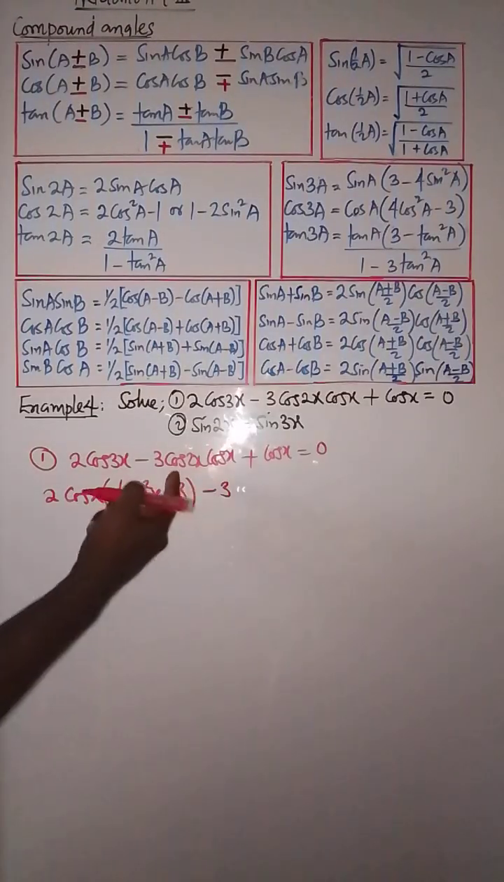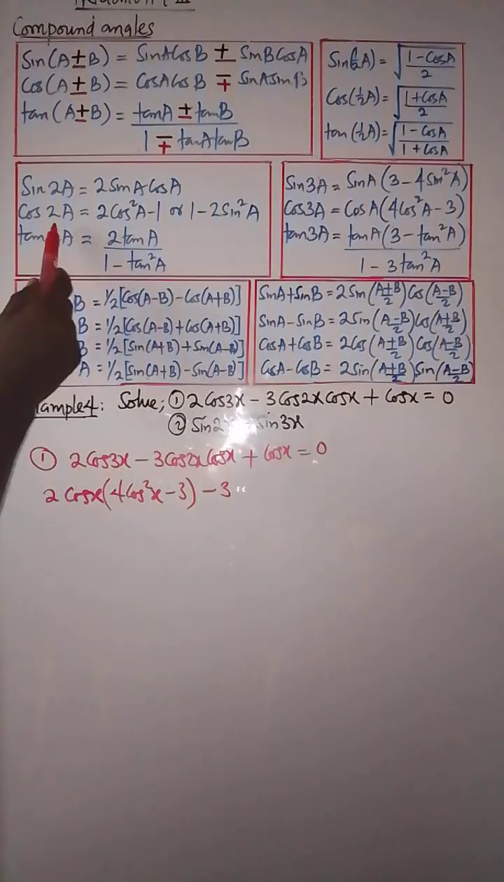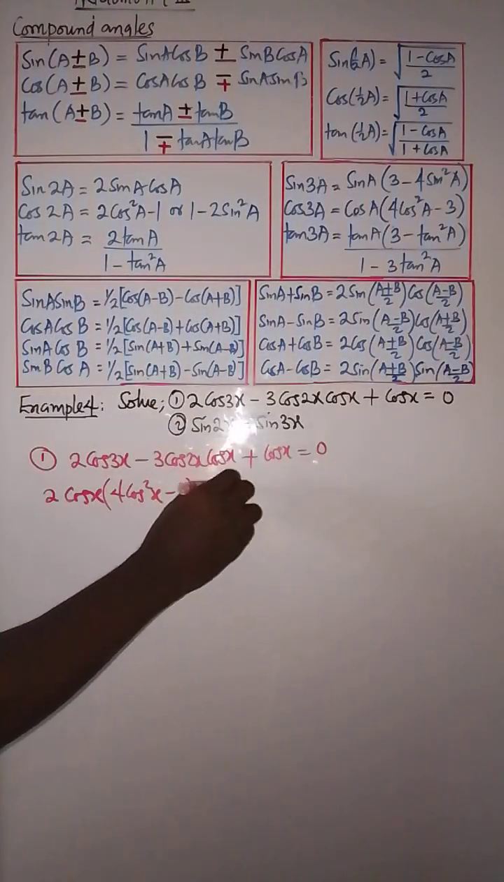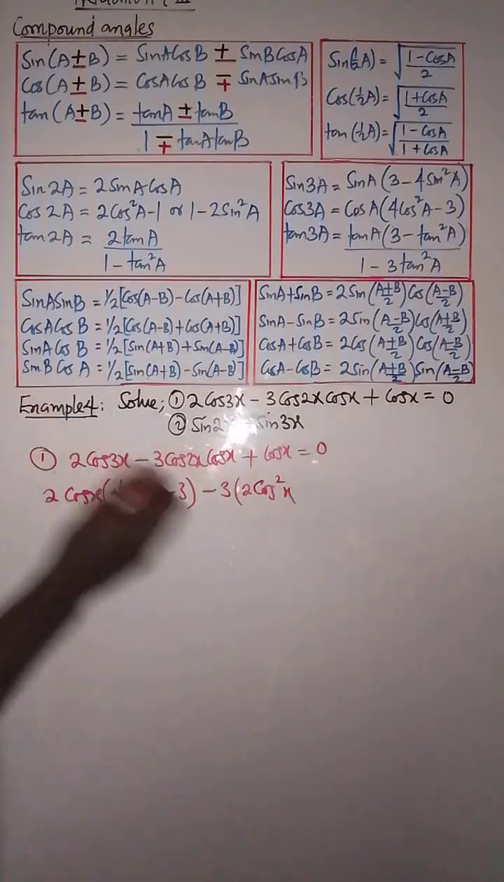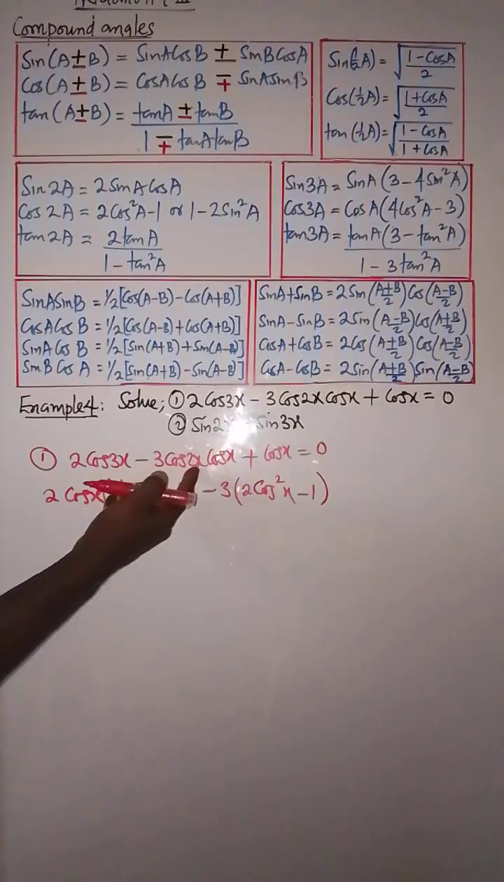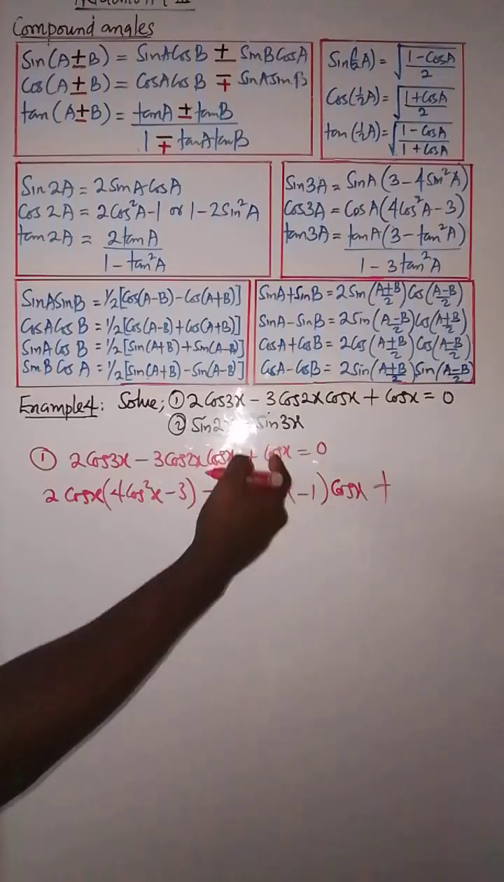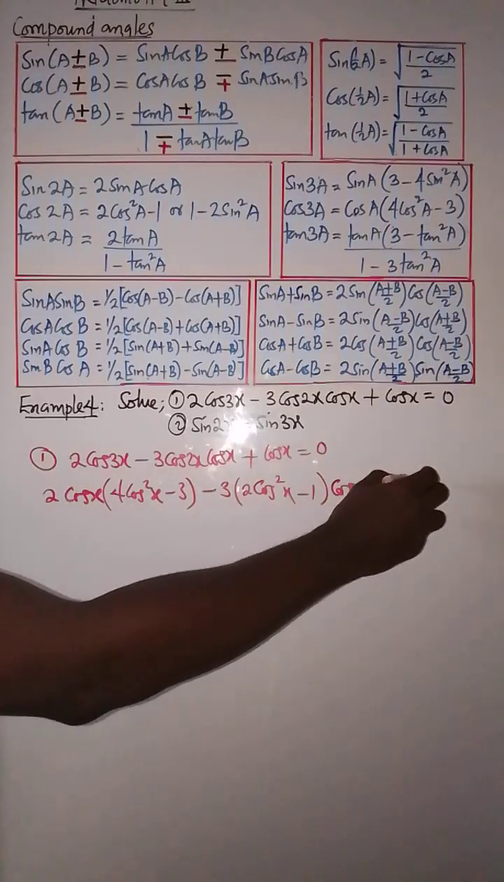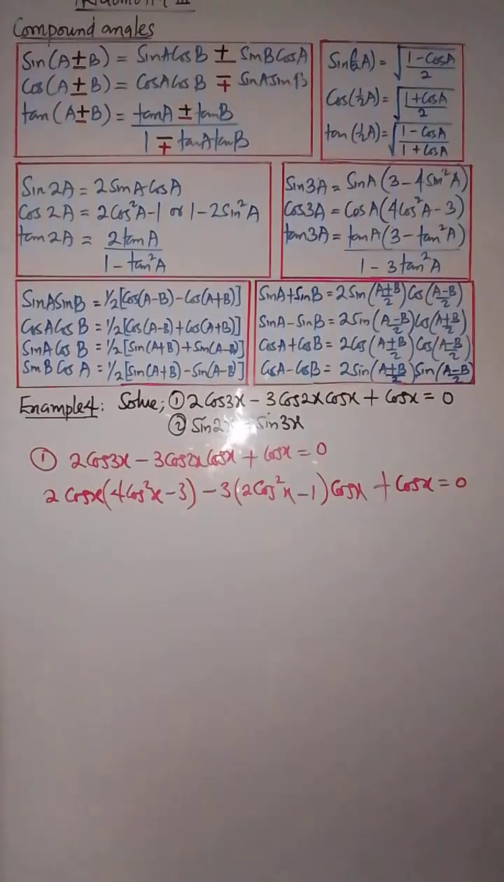Then minus 3, what is cos 2x? Cos 2x is, that's cos 2a, 2 cos square a, in this case 2 cos square x, then minus 1. That's for cos 2x. Then we have another what? Cos x outside. Then outside we have another cos x. Let's expand and see what we are going to get.